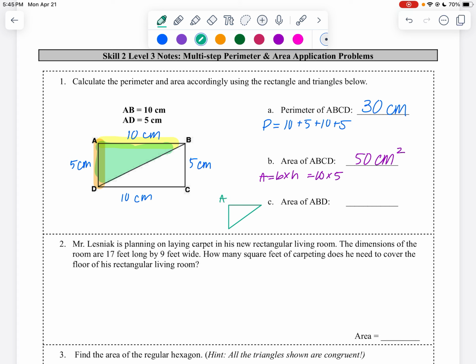Cool, so here's A, here's B, here's D. AD we said was 5 centimeters, AB is 10 centimeters. The area of a triangle is base times height divided by 2. So I have the base, which is 10, times the height, which is 5, all divided by 2. 10 times 5 is 50, divided by 2. I believe that gives me 25 centimeters squared. And these are the answers.